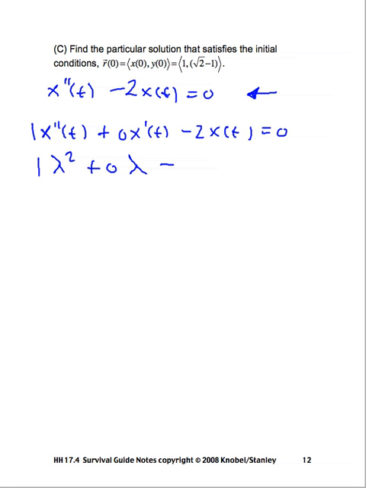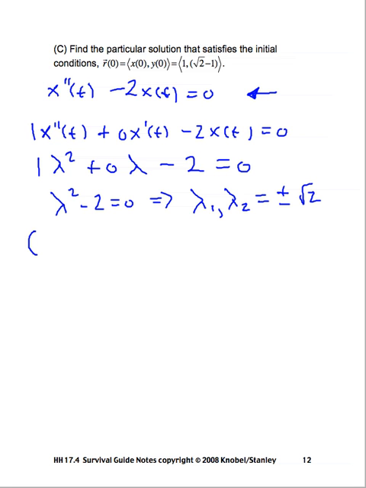2 times x of t just becomes 2 in the characteristic equation. And so, more simply, what I really have here is lambda squared minus 2 equals 0, and that of course implies that writing the solutions as lambda 1, lambda 2, I get lambda 1, lambda 2 equal to plus or minus the square root of 2. And just to be as clear as possible here, you can let lambda 1 be either of these. I'll just let lambda 1 be the square root of 2 and lambda 2 be the negative square root of 2.